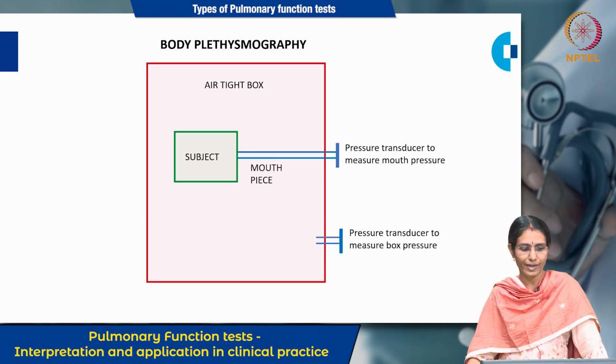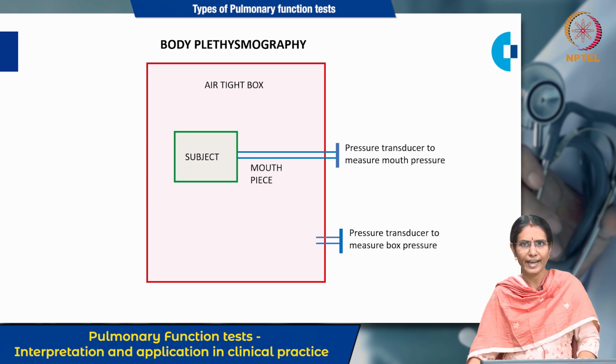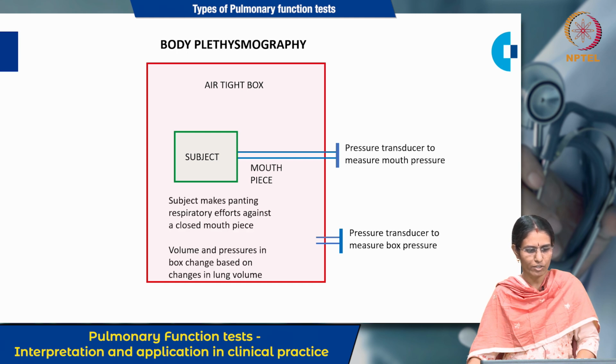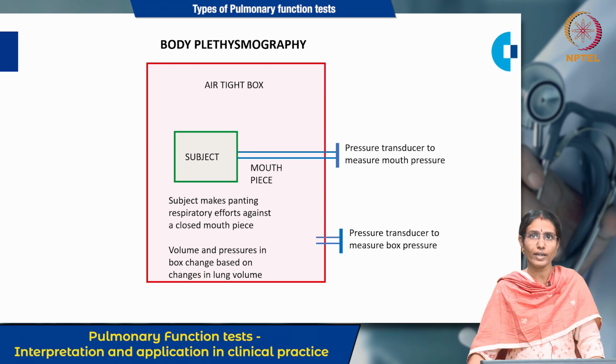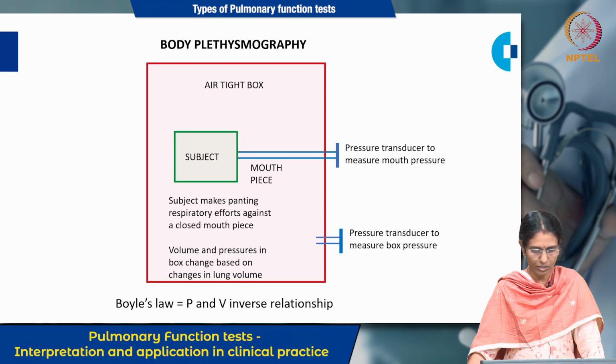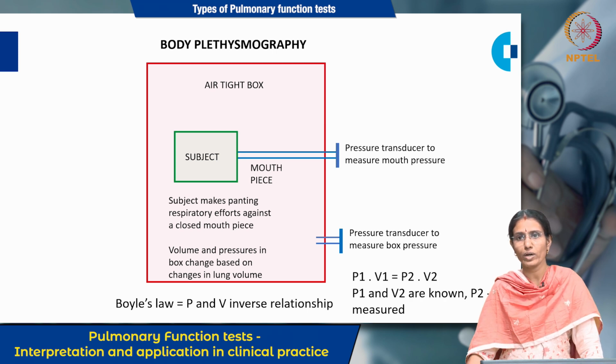Subject sits in this airtight box, and is asked to make, initially at the end of normal tidal expiration, panting respiratory efforts against a closed mouthpiece. Now when there are volume and pressure changes in the lungs, accordingly the volume and pressure in the box also change based on the lung volume changes. According to Boyle's law, pressure and volume are inversely related. P1 into V1 is P2 into V2, where P1 and V1 are already known. From that, P2 can be measured.